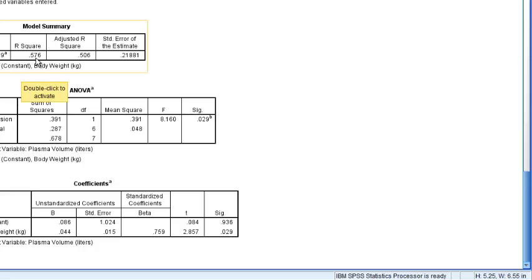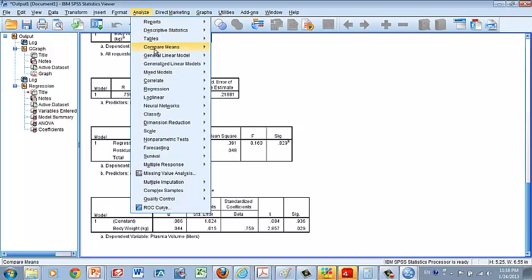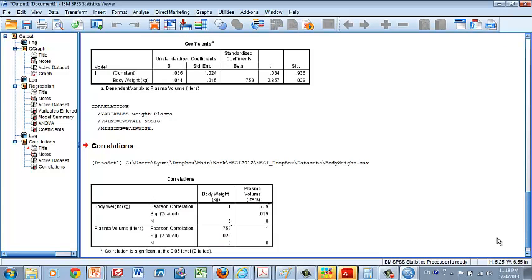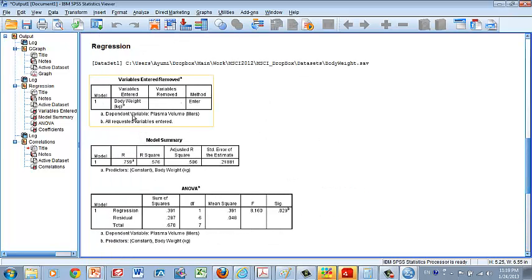R square is 0.567. If you take the square root of that, you get 0.759, which is exactly the same as Pearson. So let me do the Pearson correlation coefficient. If you do Pearson, the correlation coefficient is 0.759, which is exactly the same as the number you computed here.